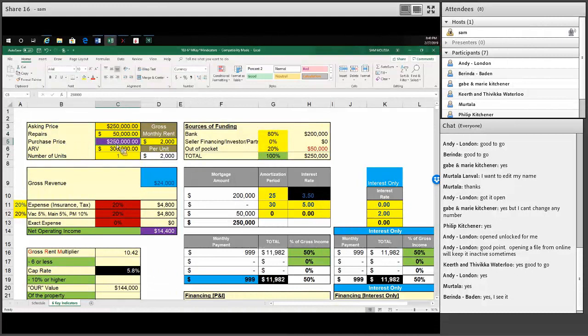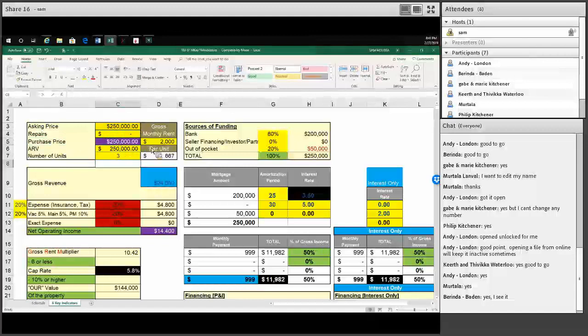Obviously, if there are repairs, I'd like you to put the repairs, or estimated repairs if you know what they are, here. The reason is that at the end of the day, that's all part of the purchase price, when you think about it. I have repairs of $50,000, I have a purchase price of $250,000, okay?